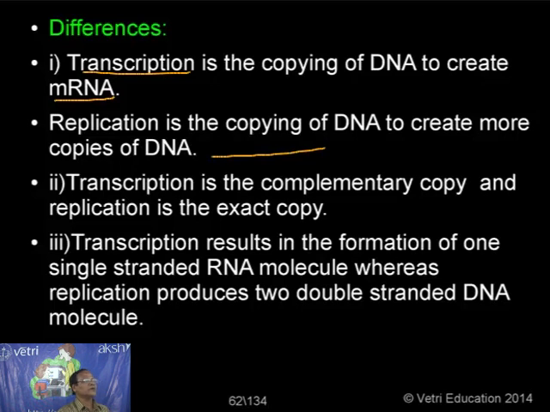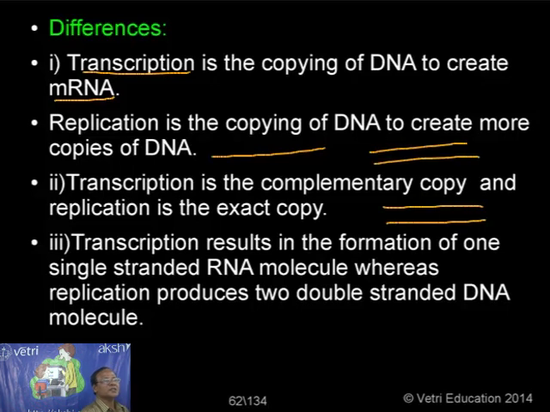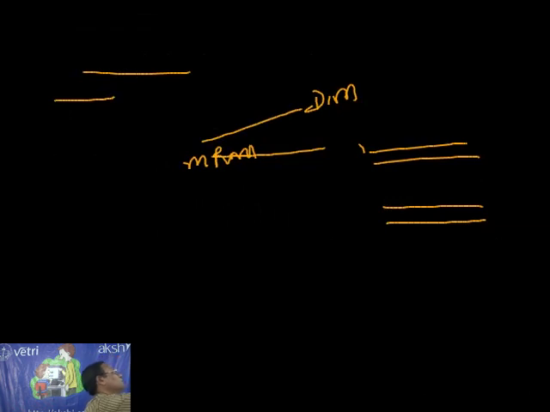But whereas the replication process results in the formation of two double-stranded DNA molecules. From a single double-stranded DNA molecule, two double-stranded DNA molecules are produced. But here, from the template strand of DNA, one single-stranded mRNA is being produced. Here you see that a single DNA molecule undergoes replication to form two double-stranded DNA molecules. That is one of the differences. Here only one single molecule with a single strand. Here two DNA molecules and both are double-stranded. That is another difference.